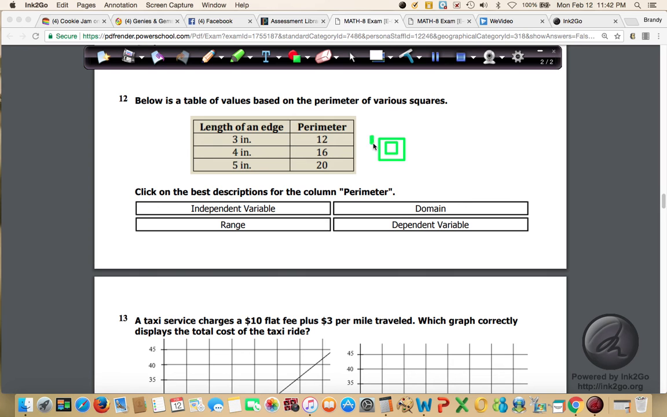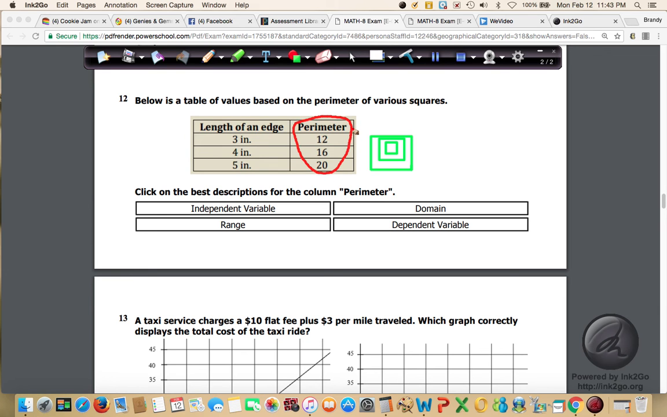And then if I make one more, ooh, that one didn't turn out too hot. Can I move it? Nope, can't move it. Okay, just go with me on this. If this is 5, 10, 15, 20. So the question is, we want to click on the best descriptions for the column perimeter. So if I go here, the one I'm really concerned about is this guy.